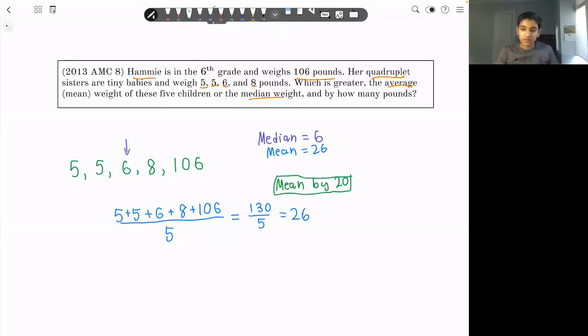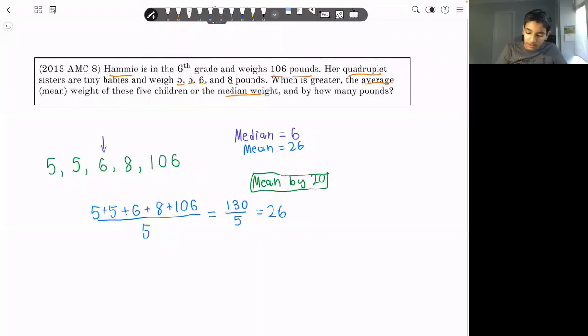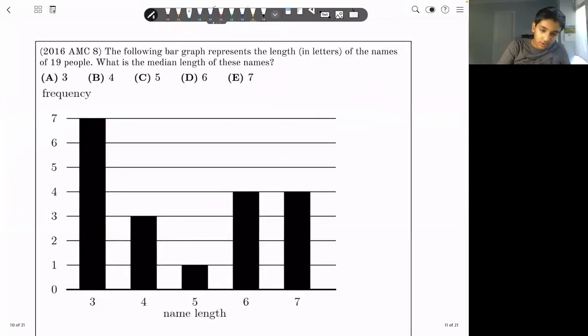Any questions? So if there are no questions, we're now going to go into some more challenging problems with mean, median, and mode. So now let's try a graph problem.